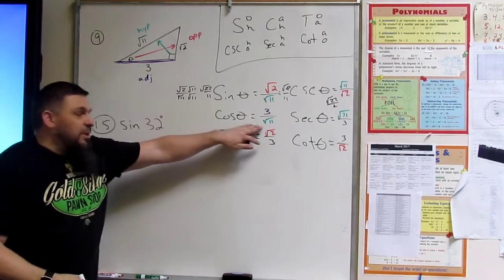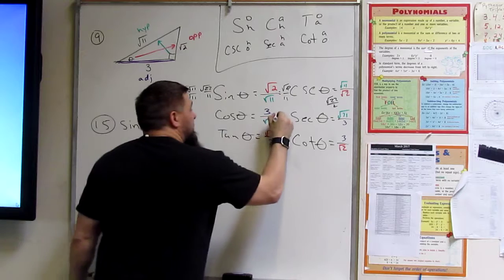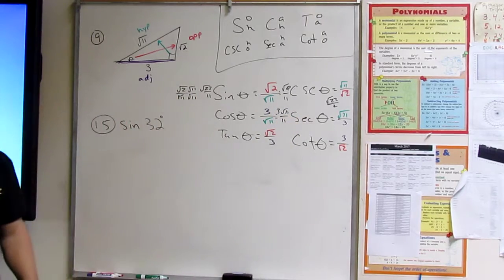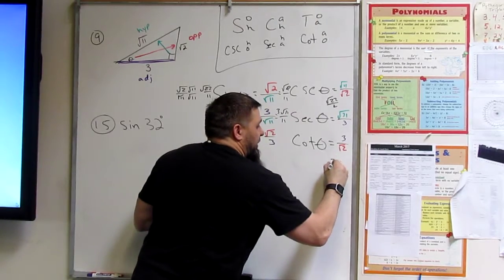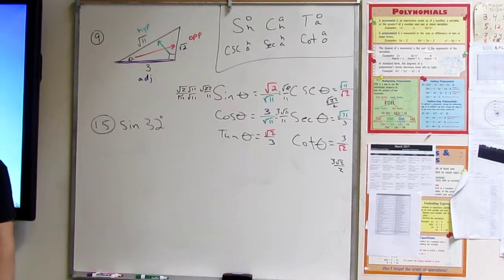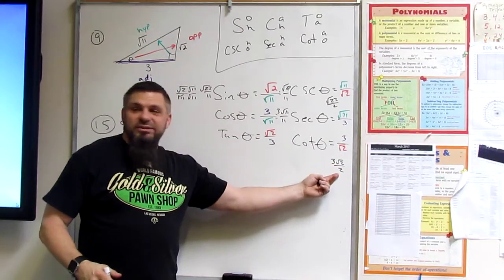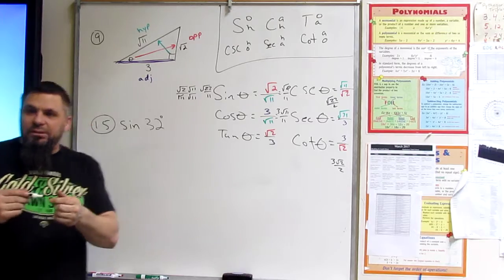Yeah. And with this one, you can start doing these in your head pretty much. This one's going to be 3 square root 11 over 11, and this one is going to be 3 square root 2 over 2. You just move that up and leave what's in it down below. Does that make sense? It's kind of easy that way.